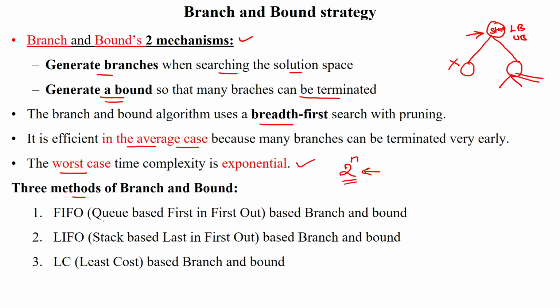There are three different methods available in branch and bound. We can use the queue based branch and bound approach, which uses first in first out. Another one is the stack based branch and bound approach, which uses last in first out, or first in last out. The third one, a recent, advanced approach, is the least cost based branch and bound approach.